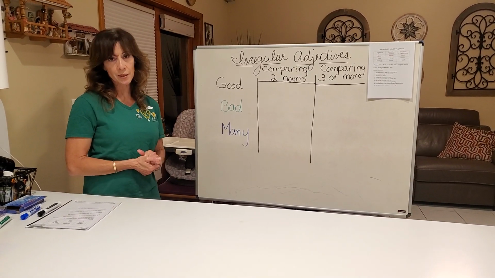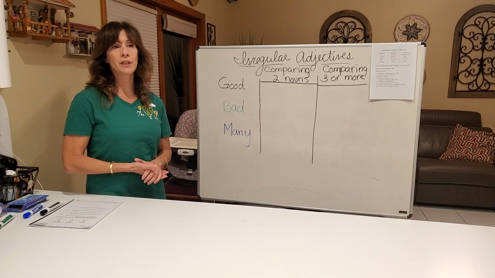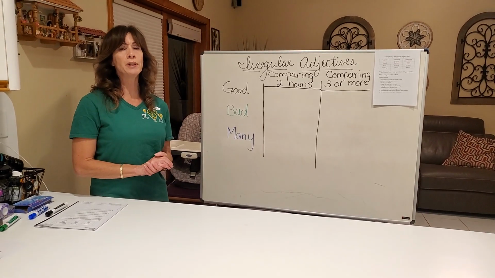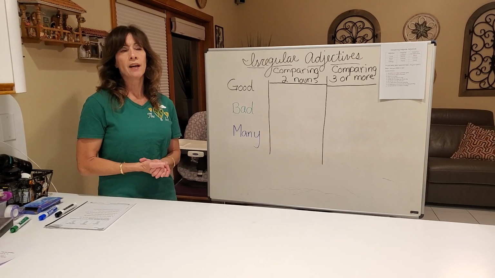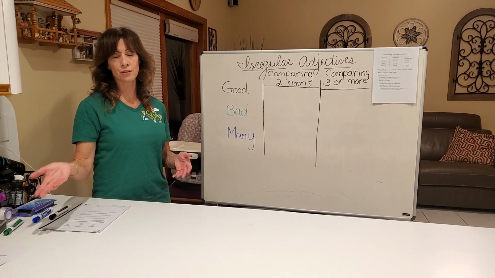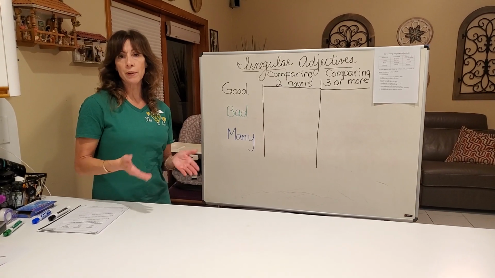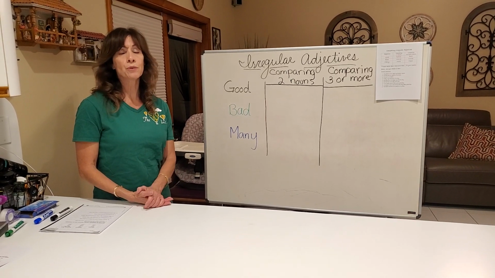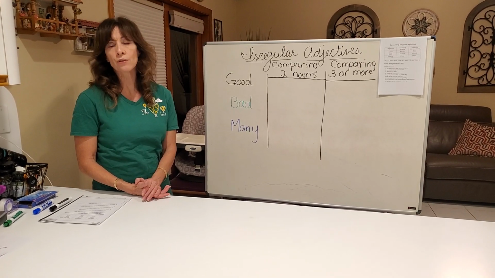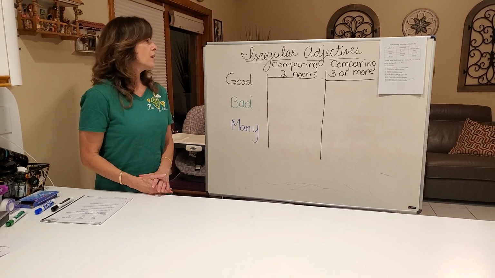And most of the time, we learned recently, last week, that if you add er to the adjective, you would be comparing two nouns, as in she is darker than her sister. And when we compare three or more nouns, then we will use est. She is the darkest of all the students.